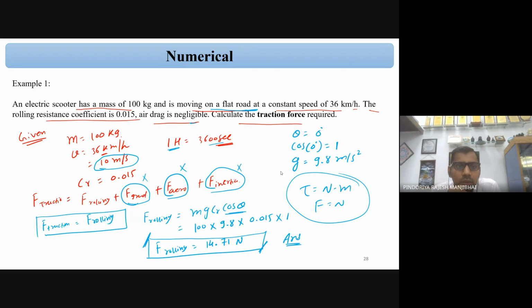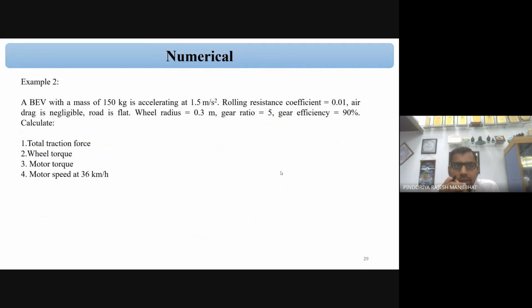Any confusion for this numerical? Simple numerical. Any confusion? Then we move ahead with the second numerical. Example number 2.